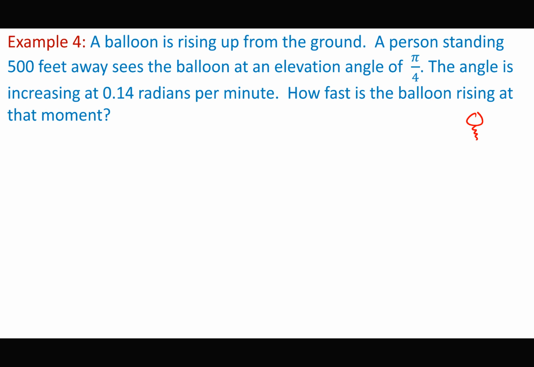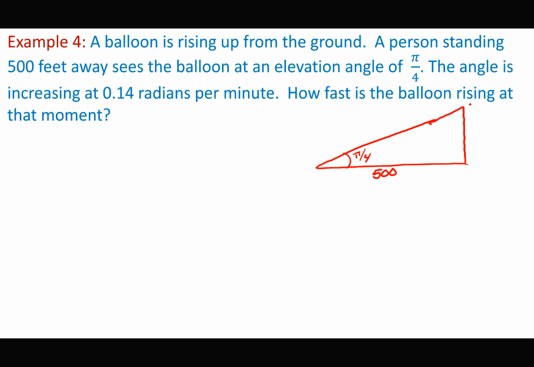Okay, so we have our balloon, and then we have our person who is 500 feet away, and they see the balloon at an elevation angle of pi over 4. So this angle here is pi over 4. It's 500 feet. It's going to look like a dot. So my balloon's a little bit off. There you go. There's my balloon.